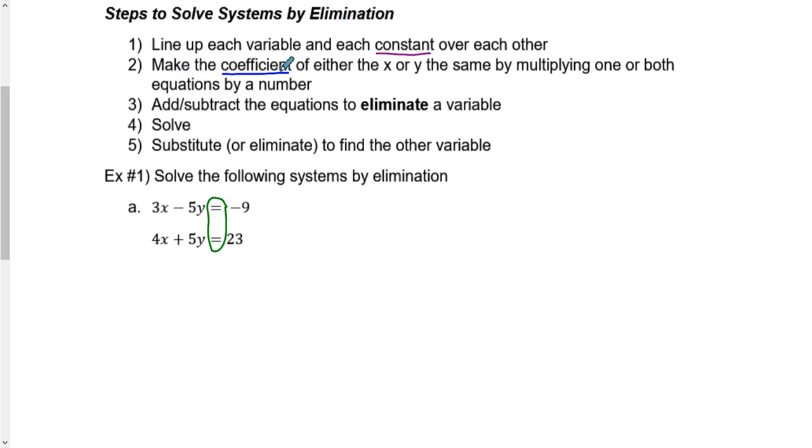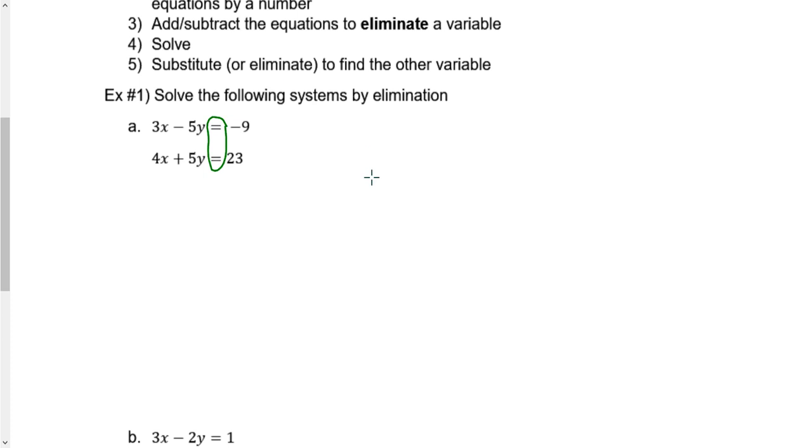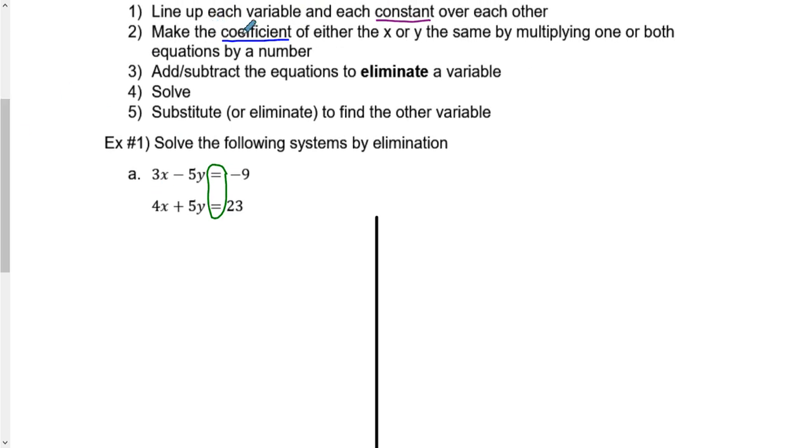Now we're going to make the coefficient of either the x or the y the same by multiplying one or both equations by a number. Again, I said that I was going to show this two ways. You choose which way you like, but again, it's just skill practice. So first things first, we want to do something with our coefficients. We want to make either the x or y the same number.